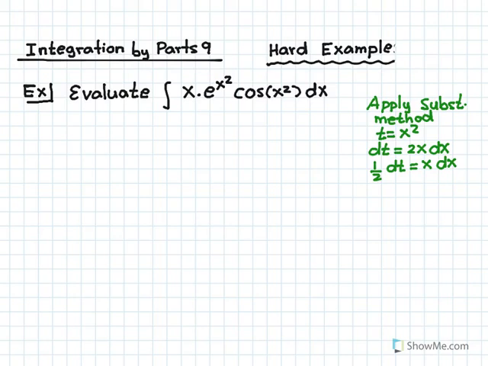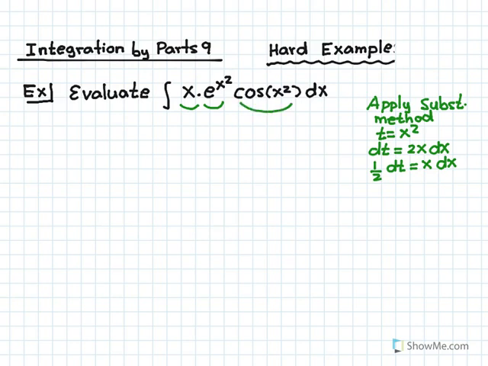In this video, we're going to look at another application of integration by parts. Here we have the integral of x times e to the x squared times cosine of x squared, integrated with respect to x. You can see how we have a product of three different types of functions. We have a polynomial, that is x, we have an exponential function, that's e to the x squared, and we have a trig function, that is cosine of x squared.